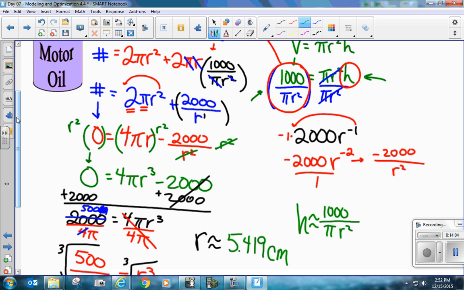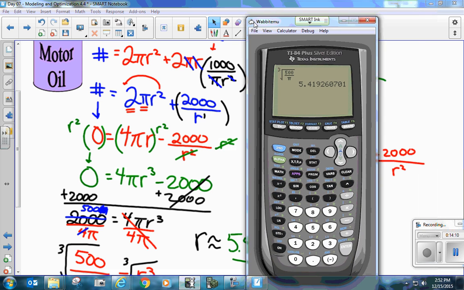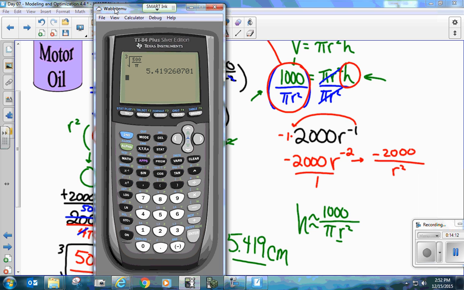And again, I'm going to use a calculator. I'm going to put this in for my radius here. So, I will say height is equal to 1,000 over pi times, and I'm going to put this number, oh, you stinky, stinky person.